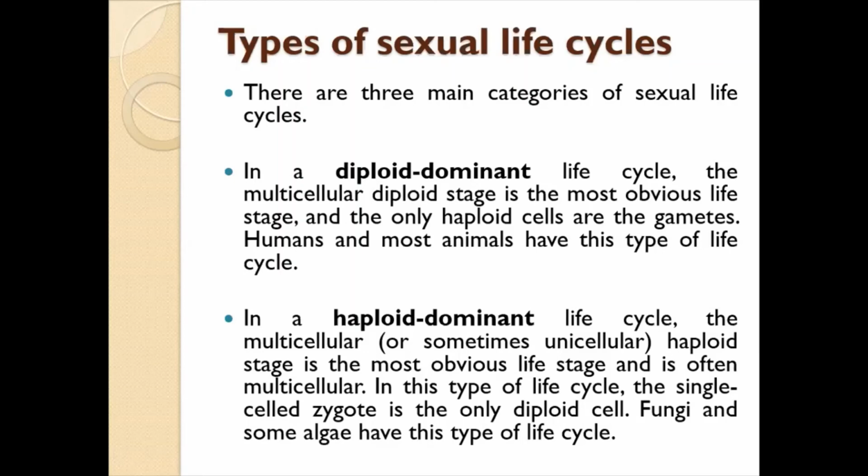The second one is the haploid dominant life cycle. The multicellular, or sometimes unicellular, haploid stage is the most obvious stage. In this type of life cycle, the single-cell zygote is the only diploid cell. Fungi and some algae have this type of life cycle. That means in this particular case, haploid cells are dominant throughout their life cycle, and diploid cells are only formed in the process of zygote formation.